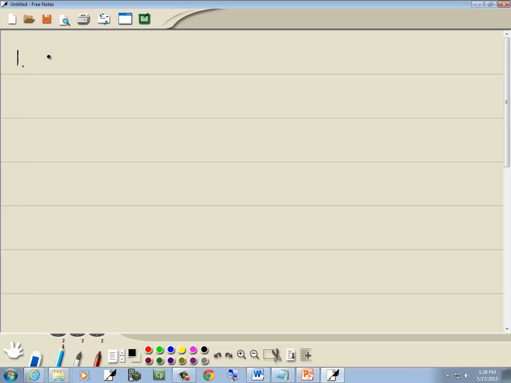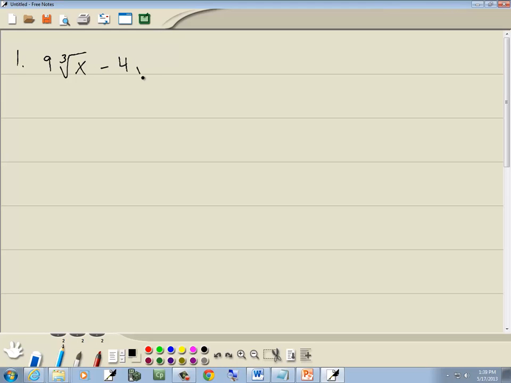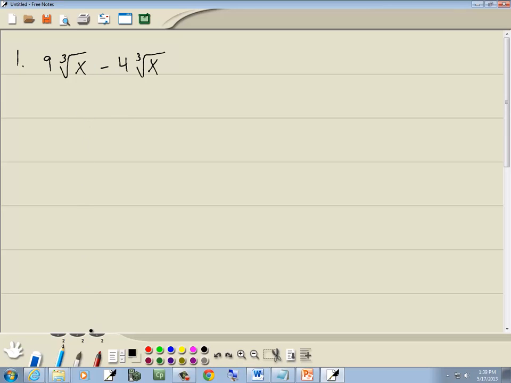We've got 9 cube root of x minus 4 cube root of x. Add or subtract is indicated. Assume all variables are greater than or equal to 0. Now, different books call this different things throughout algebra. Some talk about combining like terms, like radicals. Really, it should be a like property. If you've got two things that are alike in some manner, see how these both have a cube root, then you can add or subtract the numbers that are out in front. Since these radicals are the same, 9 minus 4 gives us 5 cube root of x.